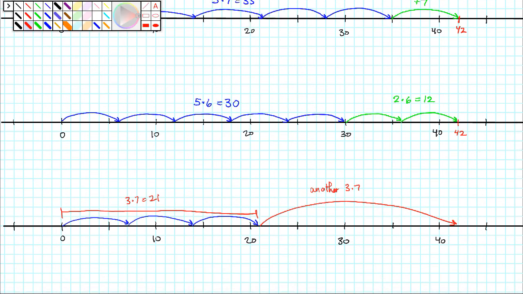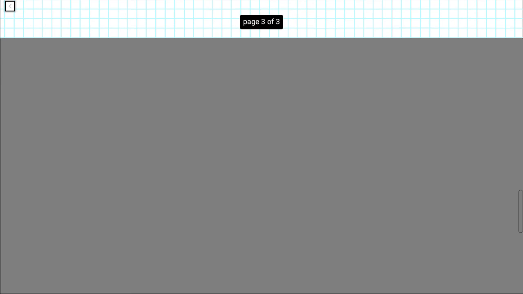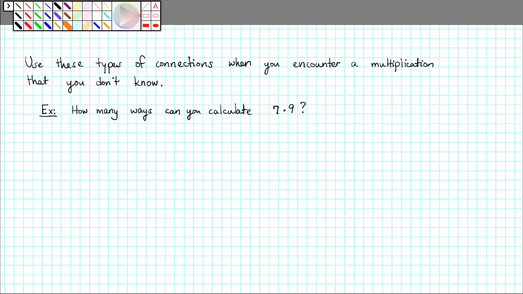So these are just examples of how to represent these calculations on these two models of multiplication. And I would encourage you to play with this a little bit. And I have an exercise for you, which is coming. Okay, so this is all about using connections of different multiplication facts, and there's lots and lots of ways to look at how you do these, how you connect these multiplication facts. So here's an example for you to think about. How many different ways can you use to calculate 7 times 9?